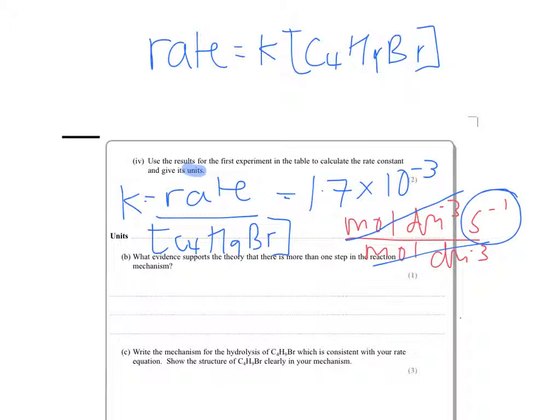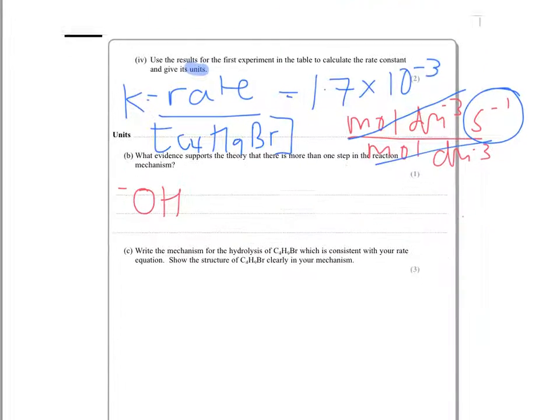What evidence supports the theory that there is more than one step in the reaction mechanism? In our rate equation, the only chemical from the reagents is our C4H9Br. That means that the OH- is not included in the rate equation, so it is not in the rate determining step and therefore must appear in another step, i.e. there is more than one step in this reaction.